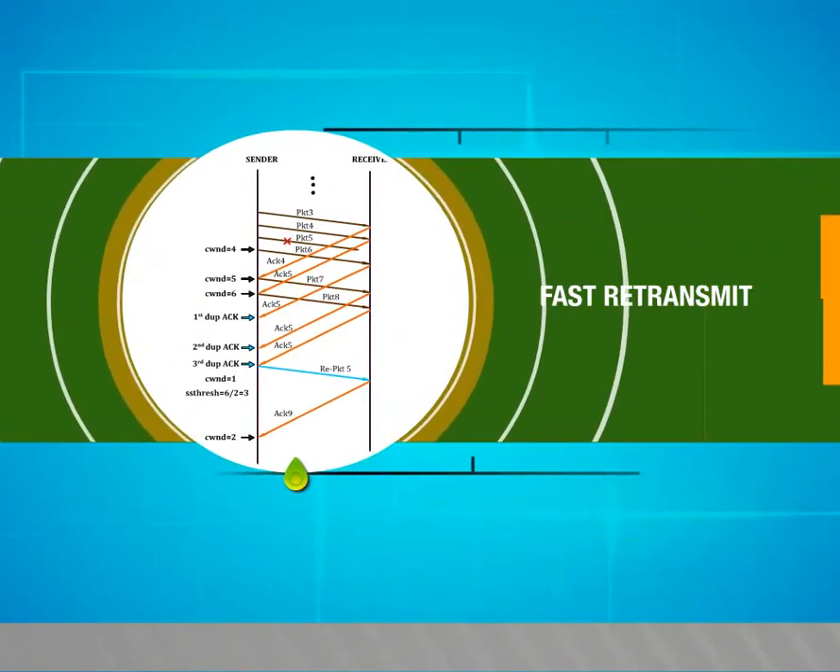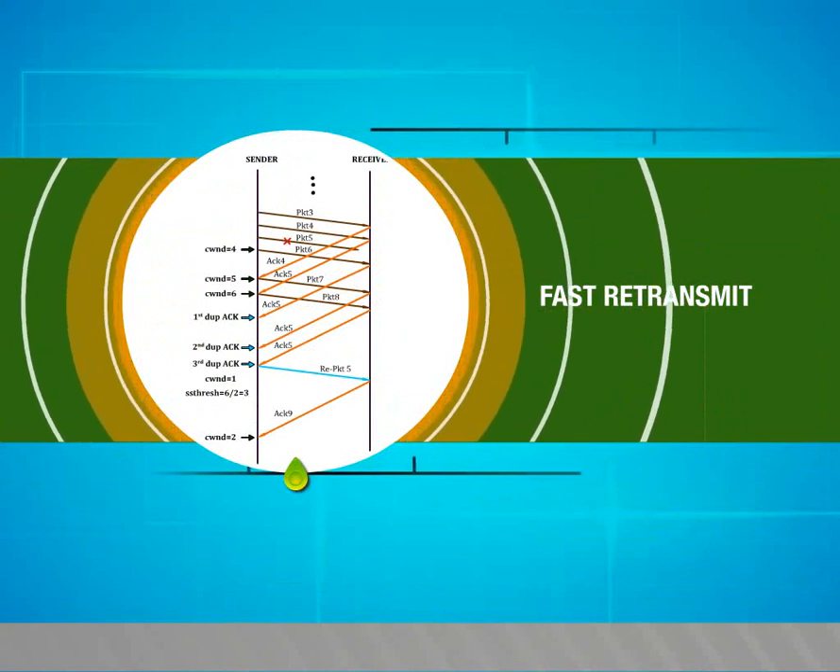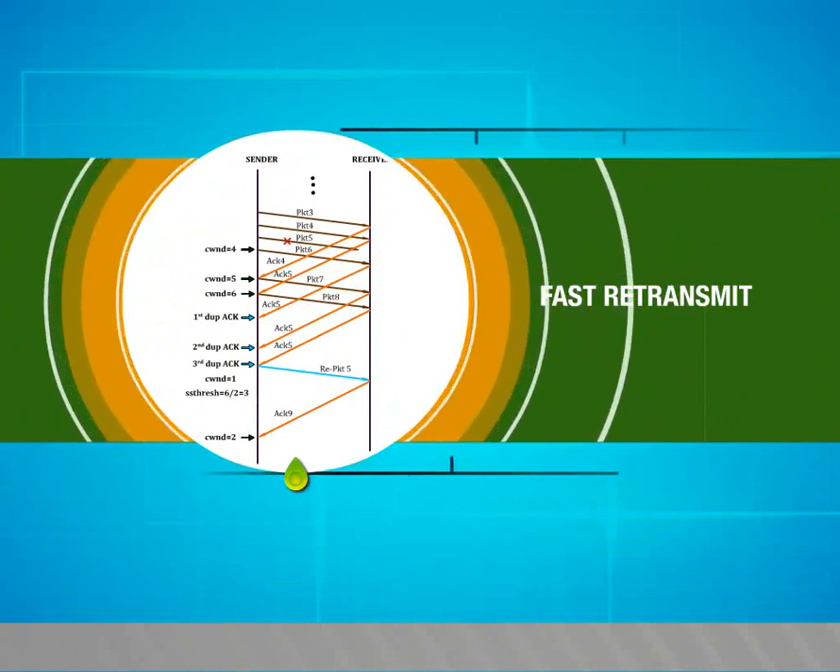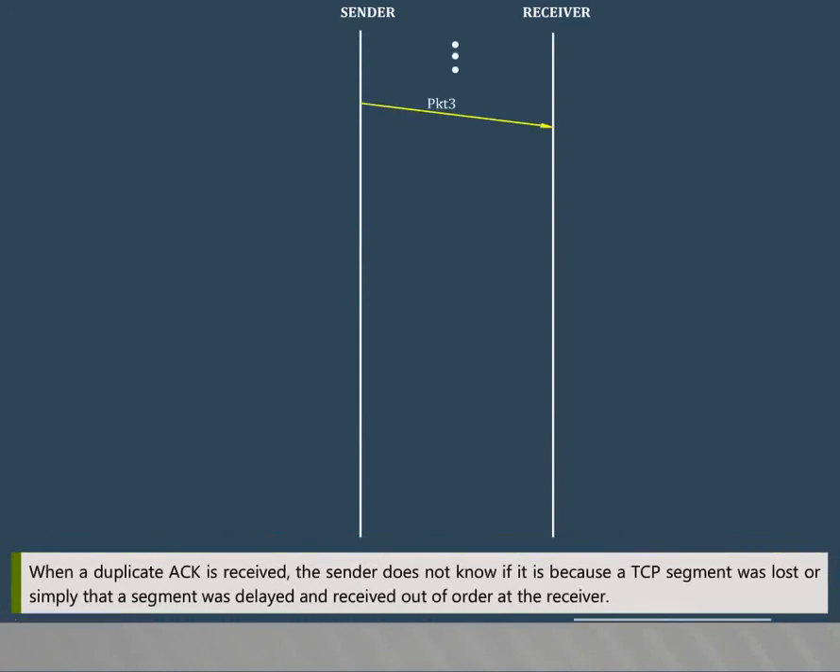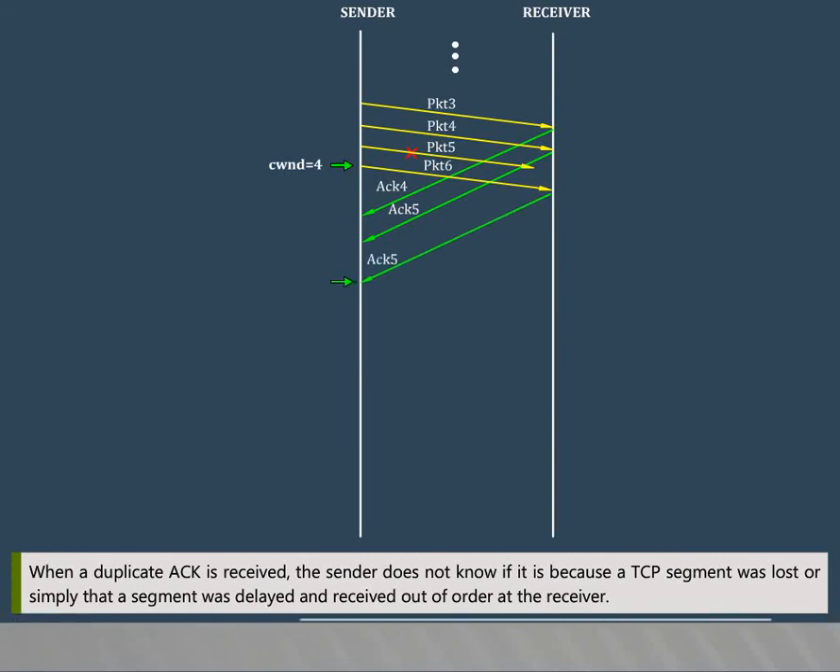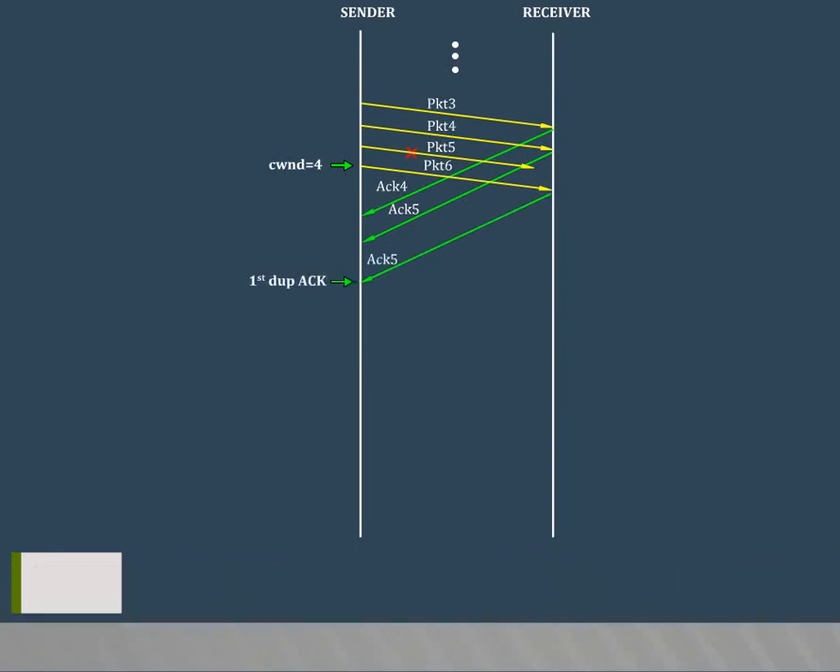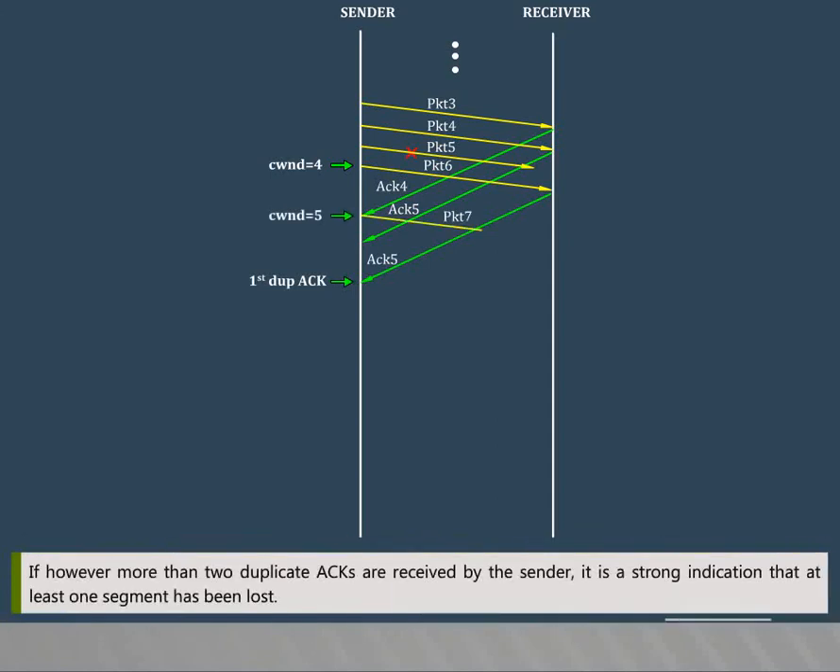Fast retransmit. In this video, we are going to see about fast retransmit. When a duplicate acknowledgement is received, the sender does not know if it is because a TCP segment was lost or simply that a segment was delayed and received out of order at the receiver. If, however, more than 2 duplicate acknowledgements are received by the sender, it is a strong indication that at least one segment has been lost.